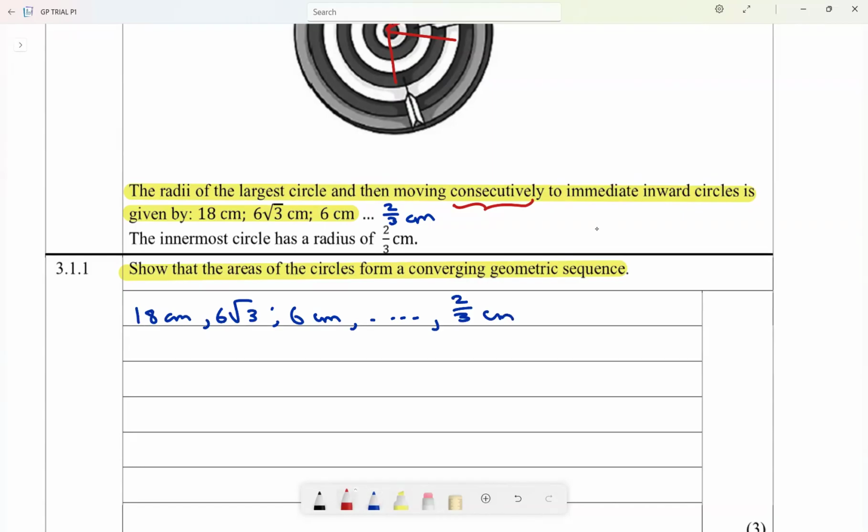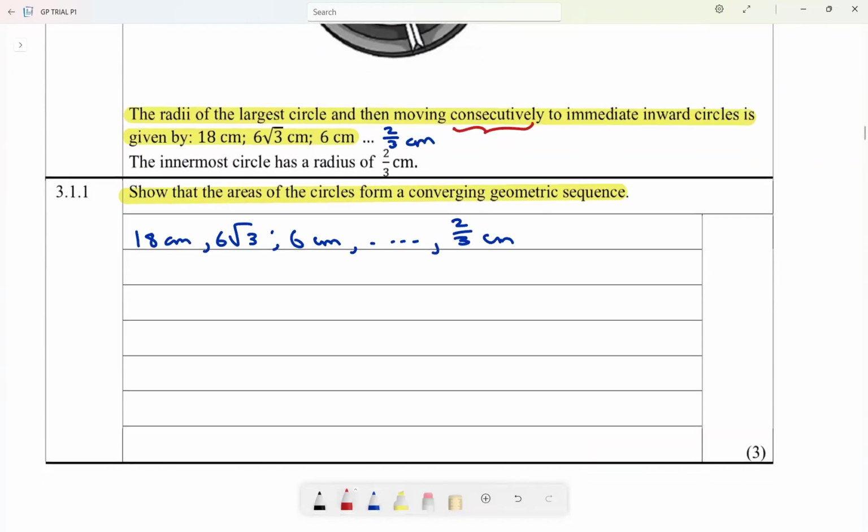So now, I need to find the areas, and then see if the area converges. Remember, if something converges, the value of r should be between -1 and 1. So if I can find the areas and then prove that the r that I find in those areas is indeed between -1 and 1, then that will be fine.